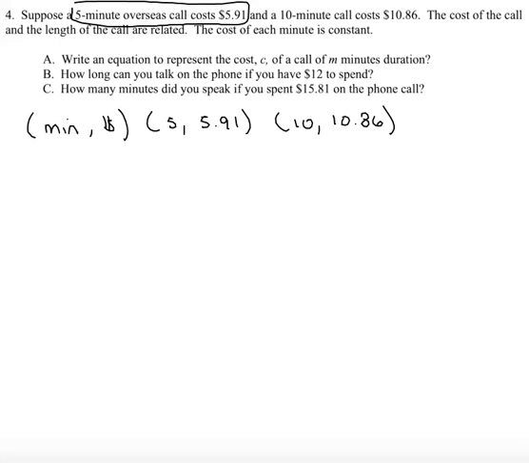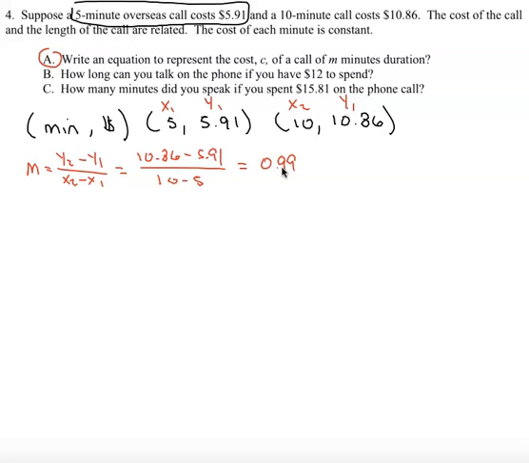So if you have 2 points here, I'm asking you to write an equation. Well, first you're going to need a slope. Cool. So I know my slope formula: y sub 2 minus y sub 1 over x sub 2 minus x sub 1. I like to label my coordinates, like I've been saying. Kind of just keeps me on track here. And I do $10.86 minus $5.91 over 10 minus 5. And if you do that on your calculator, you will get 99 cents.